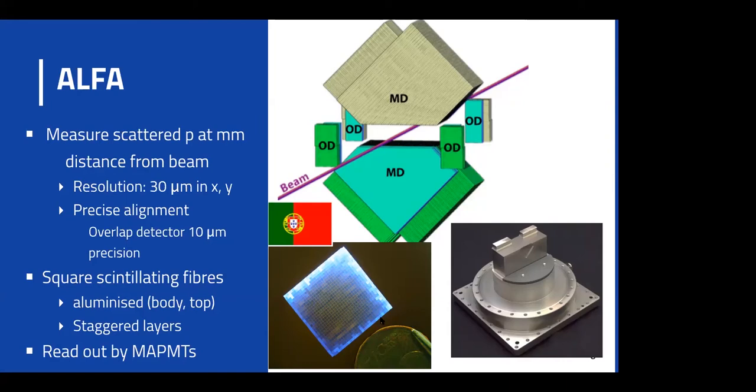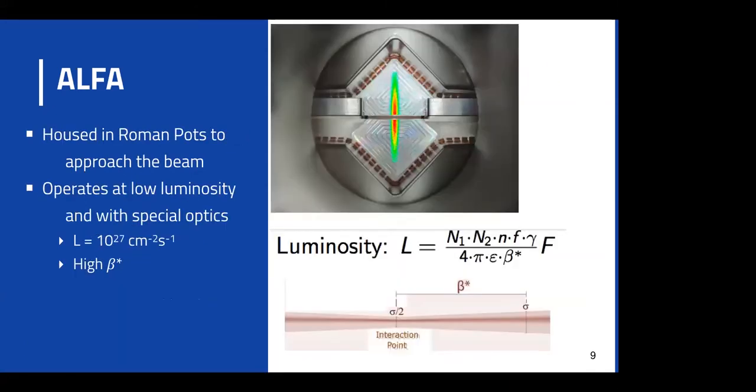This is one of the pictures taken here in the LOMAC lab. The scintillating fibers are staggered in layers, read out by photomultipliers, as I said before. Here we can see an image of the Roman pot closed, superimposed with a profile of the beam as taken with the ALFA detector. You can see this goes in the vertical direction.